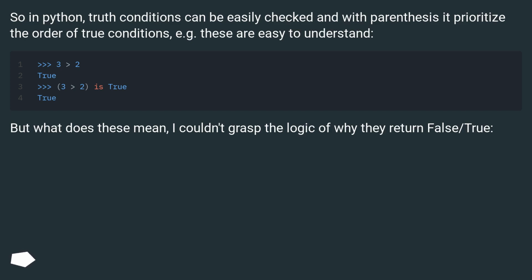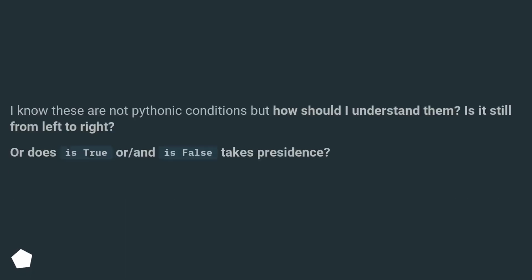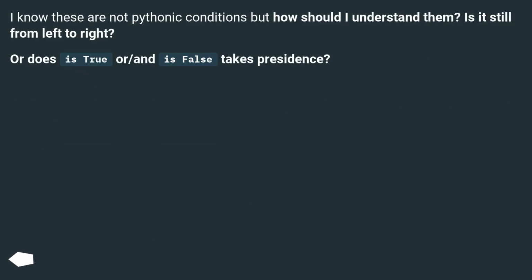But what do these mean? I couldn't grasp the logic of why they return false/true. I know these are not Pythonic conditions, but how should I understand them? Is it still from left to right? Or does "is true" or "is false" take precedence?